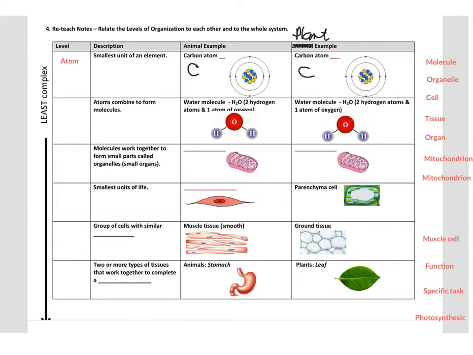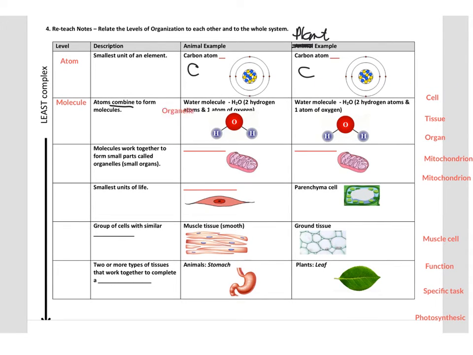When atoms combine, they form a more complex level, which is a molecule. An example of a molecule would be a water molecule, H2O, with 2 atoms of hydrogen and 1 atom of oxygen. Both plants and animals have water in their system.